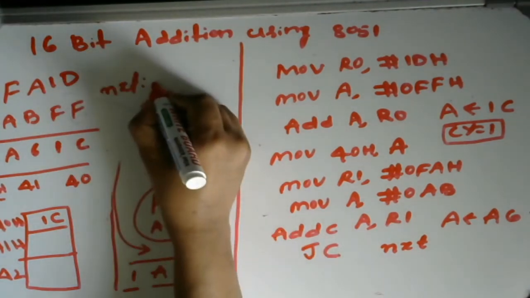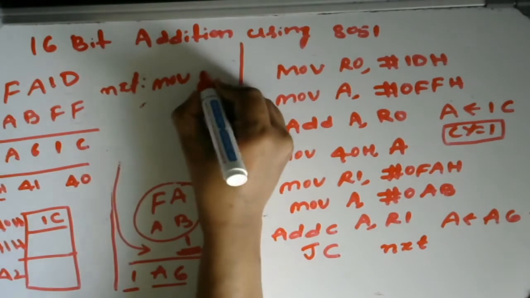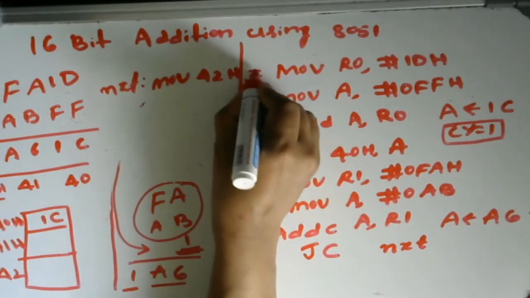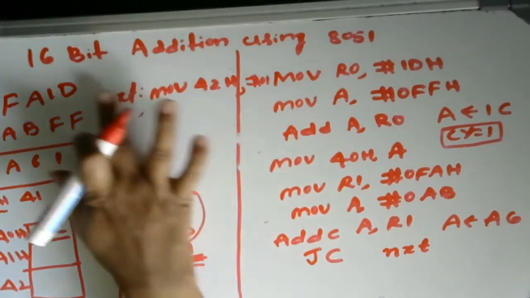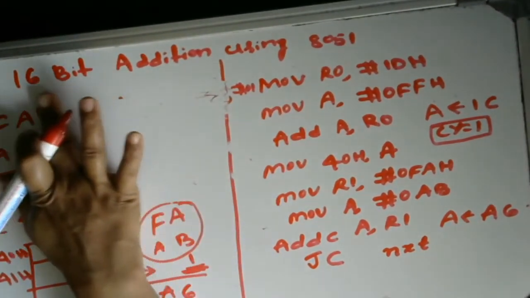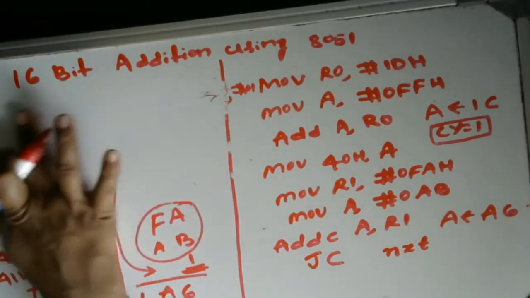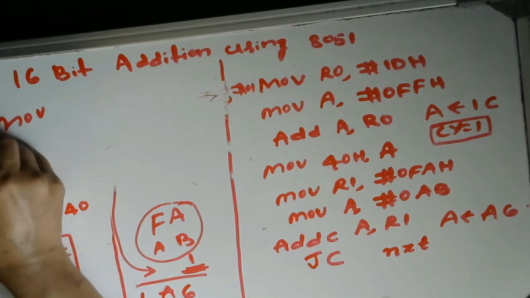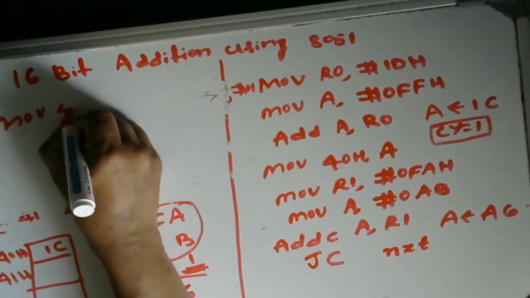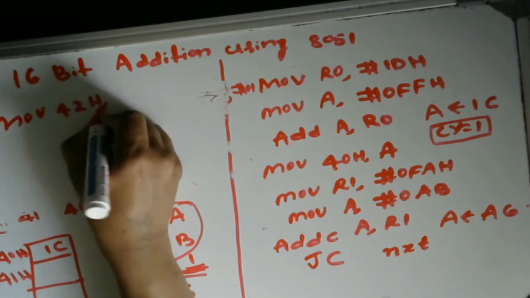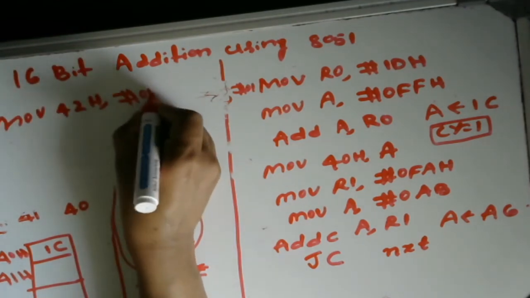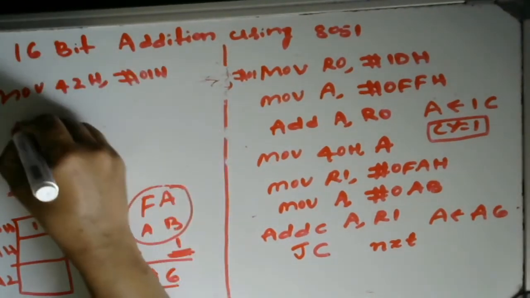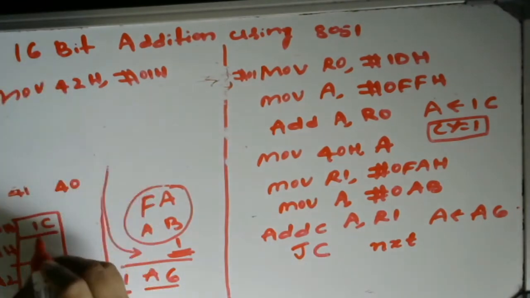So what I'll do, I'll move 42H, comma, hash 01. Next, move 42H, comma, hash 01. Okay, right? And then we will store the content of the accumulator in 41H.